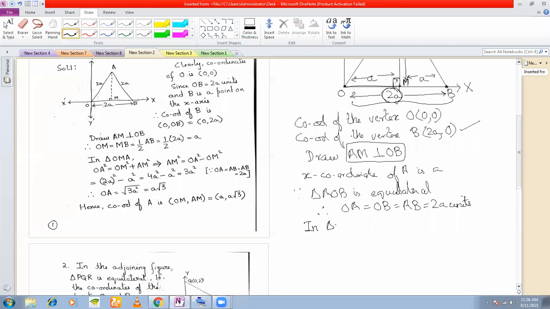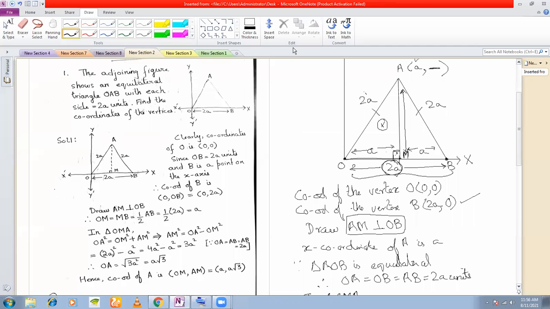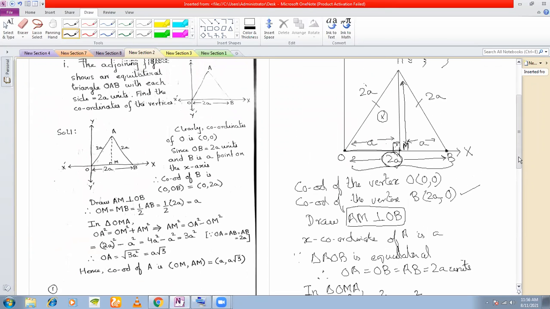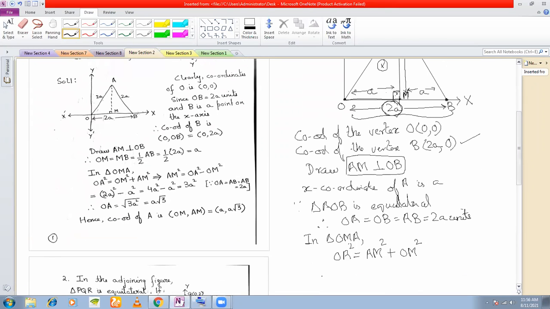In triangle OMA, if you see which one is the hypotenuse here, OA is the hypotenuse. So OA square is equal to AM square, the perpendicular, which we want to find out, plus OM square, right? Now, what is the length OA? OA is 2A units. Put 2A whole square.